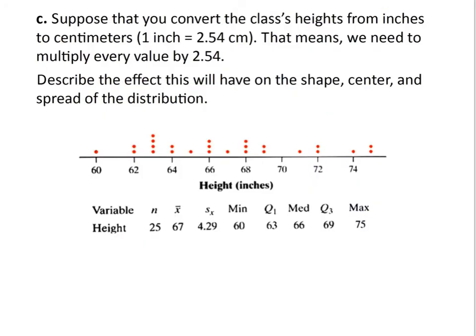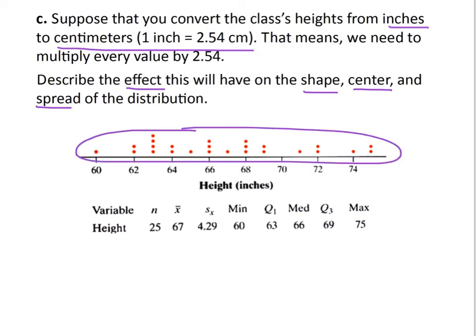Question C says, suppose that you convert the class's heights from inches to centimeters. That means I'm multiplying every value by 2.54. I want to talk about the effect that this will have on the shape, center, and spread. If I think about multiplying each of these dots by 2.54, that's going to change a lot of things down here.